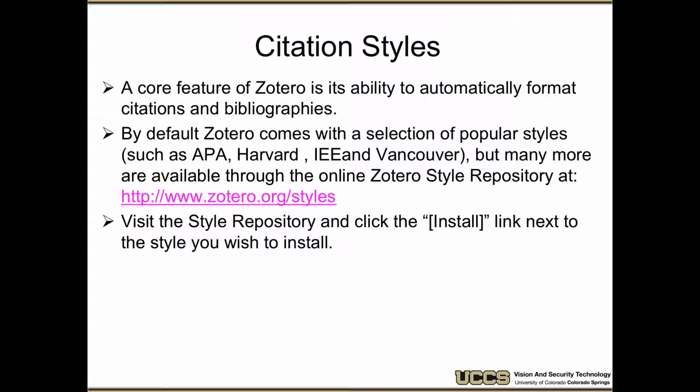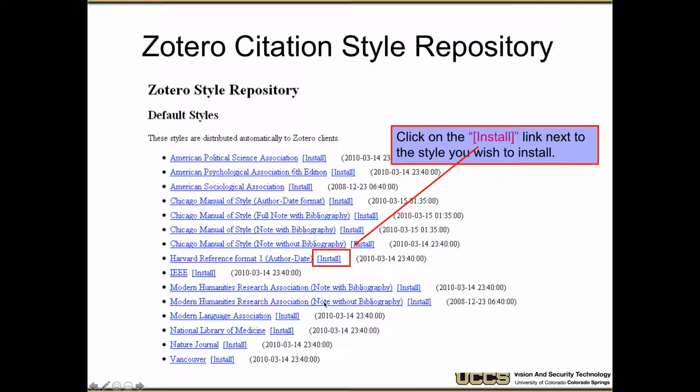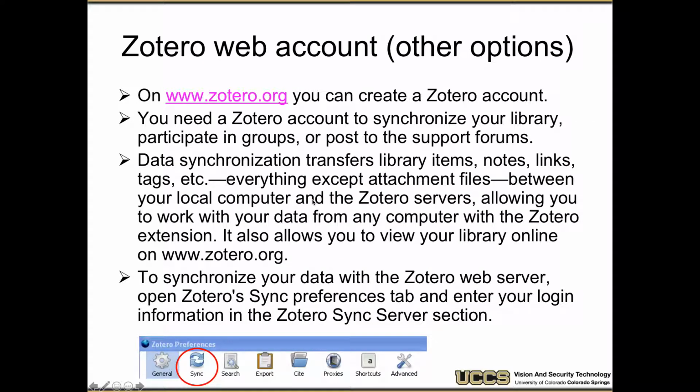It has a whole bunch of styles: APA, Harvard, IEEE, Vancouver, a whole bunch of things. There's even more. If you want something special, go there and you can import a new style, just like you can import a BibTeX style. So you go into their style repository, say I want this file format, click on install, and you get a new style format.